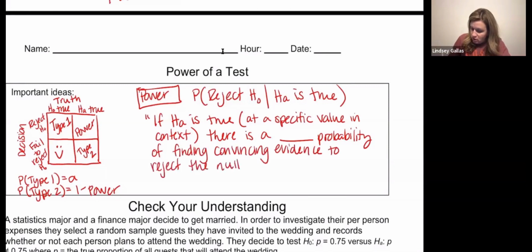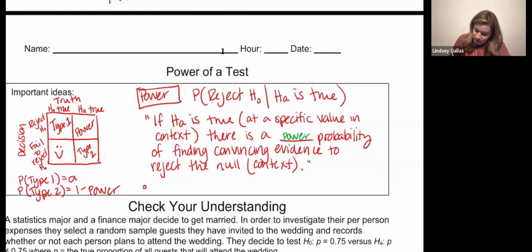And we do want to put the null in context as well. Now in that blank up here, that is the power. So whatever value you have been given on that. Now I will say it would be very, very unlikely that you'd be asked to calculate power by hand. You could of course be given the probability of the type 2 error and then be asked to find the complement, which would be the power. But other than that, it'd be very unlikely that you have to calculate it yourself from scratch.